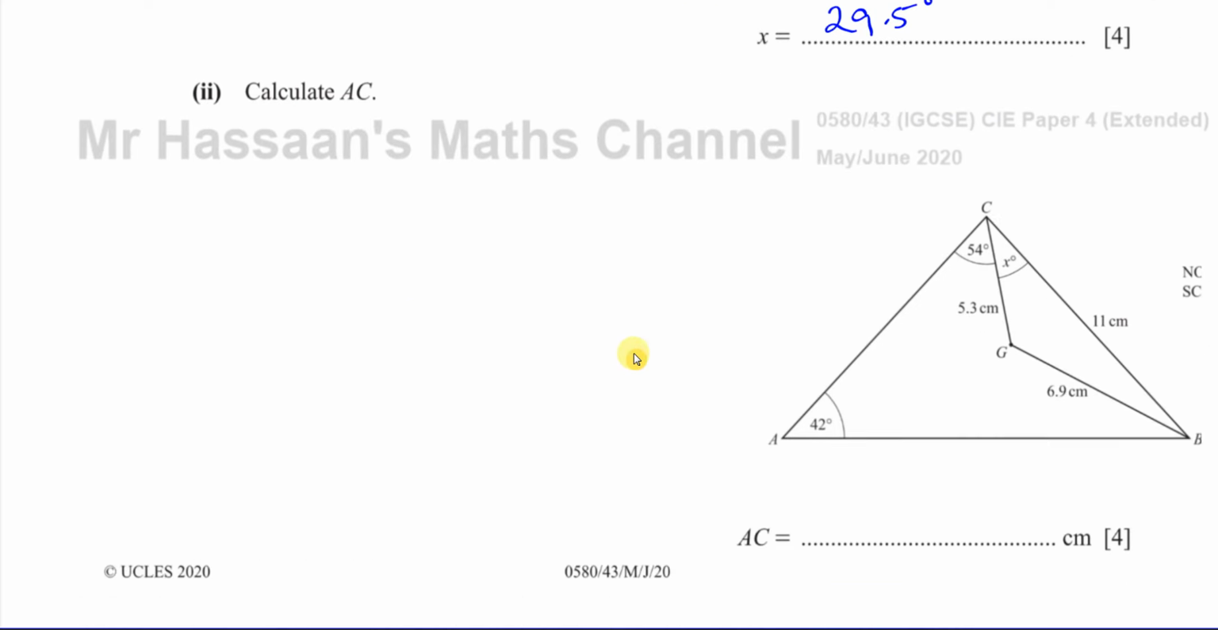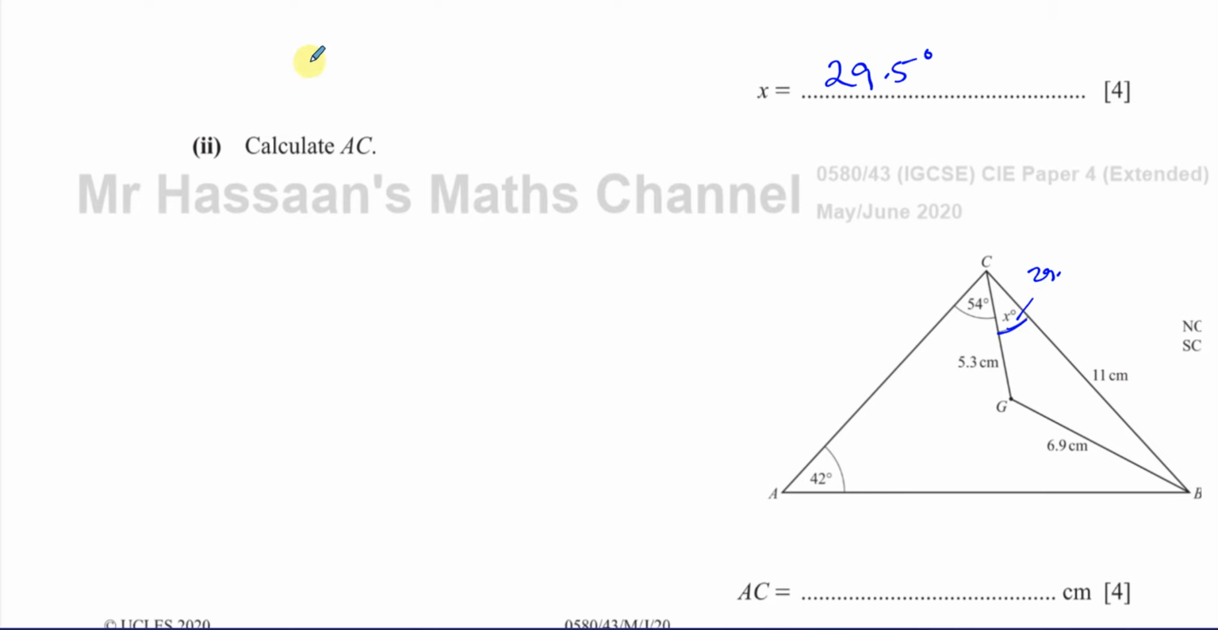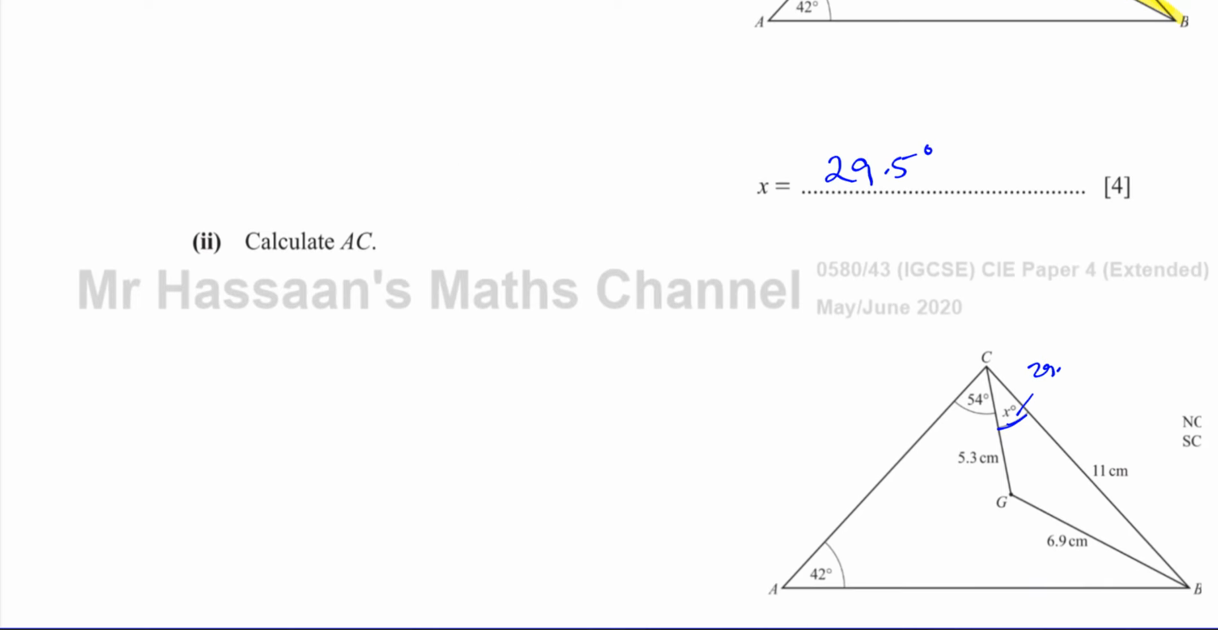Now, part 2 is a bit more involved. It says, calculate AC. We worked out that the value of this angle is 29 point, and I'm going to write it not as 0.5 but as 0.503.